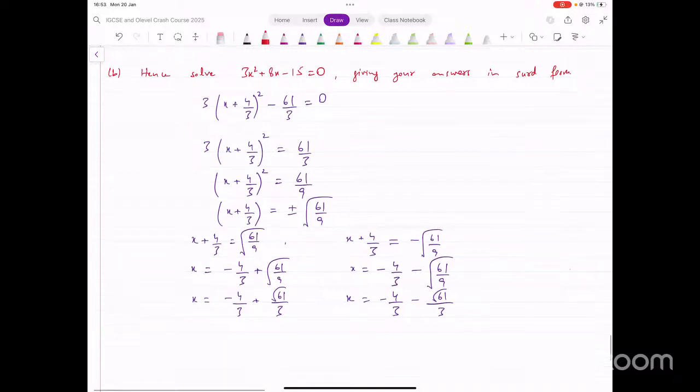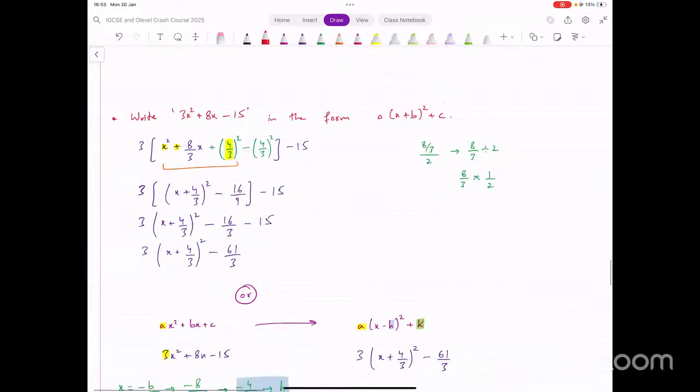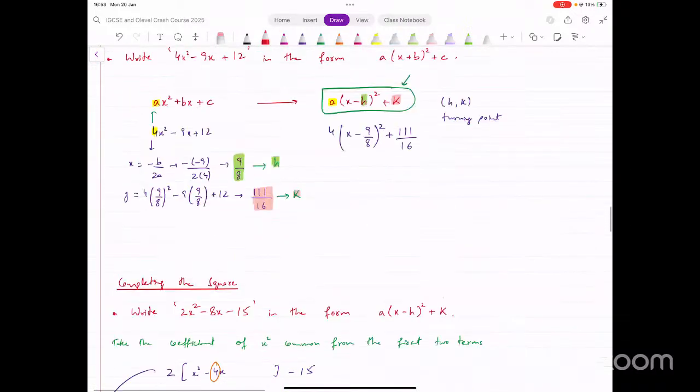All right, so I hope that makes sense. This is how you solve equations using completed square form as well. And also this is the other method. Now remember, both of these methods, you can use whichever of them you prefer.